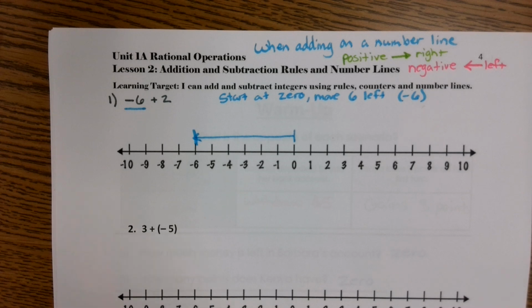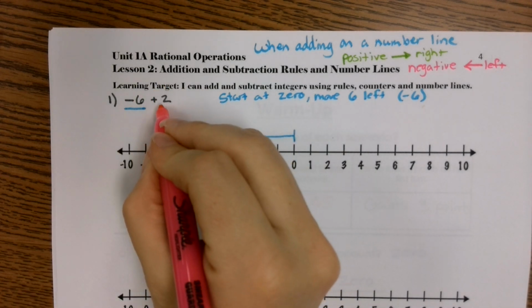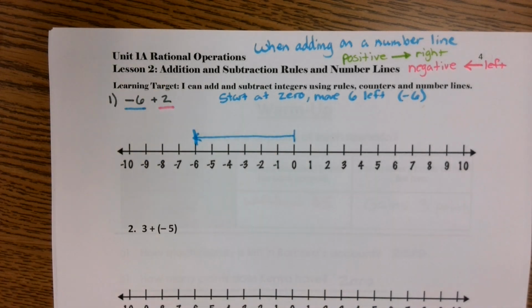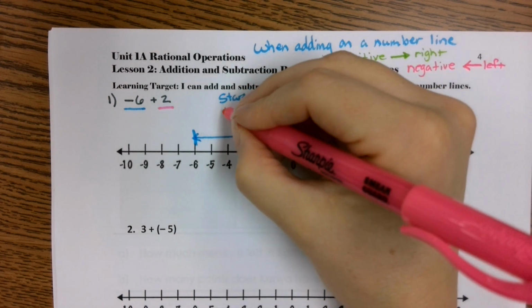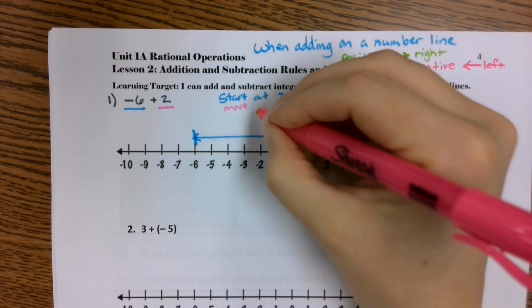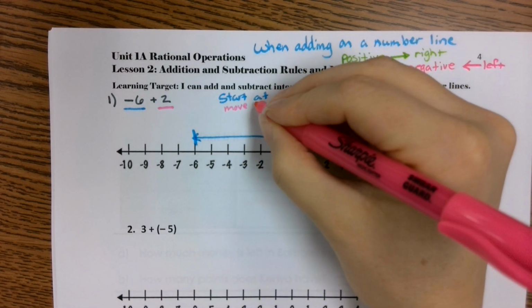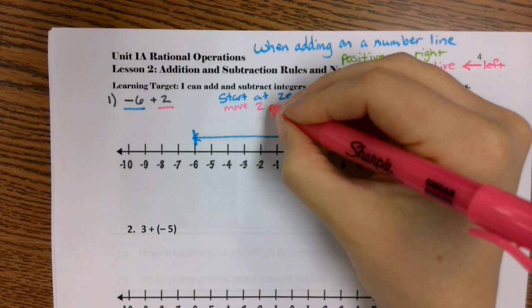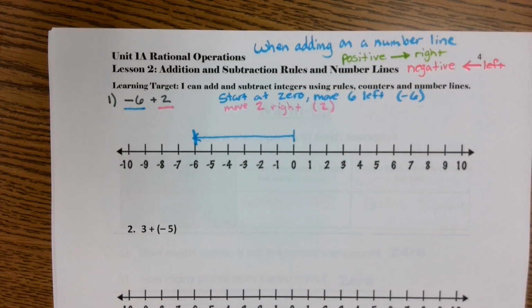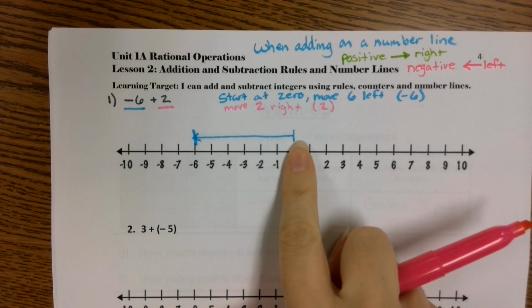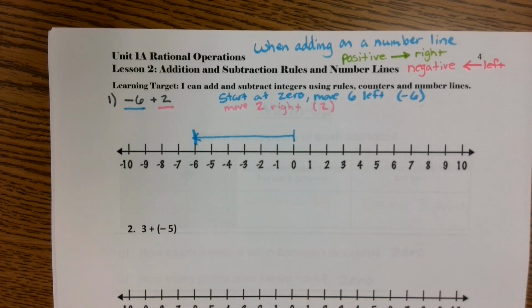Then from there, we go on to our second number. Our second number is a +2. So we're then going to move to the right. We're going to move 2 spots to the right to represent that +2. Now, am I going to start at 0 and move 2 spots to the right? No.